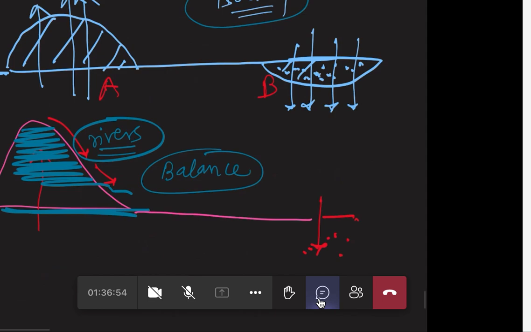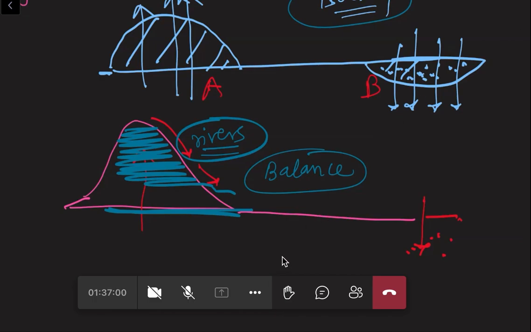So what you people should do every day: I will share these PDFs with you. Every day just look at these diagrams, just look at the names, read these names.